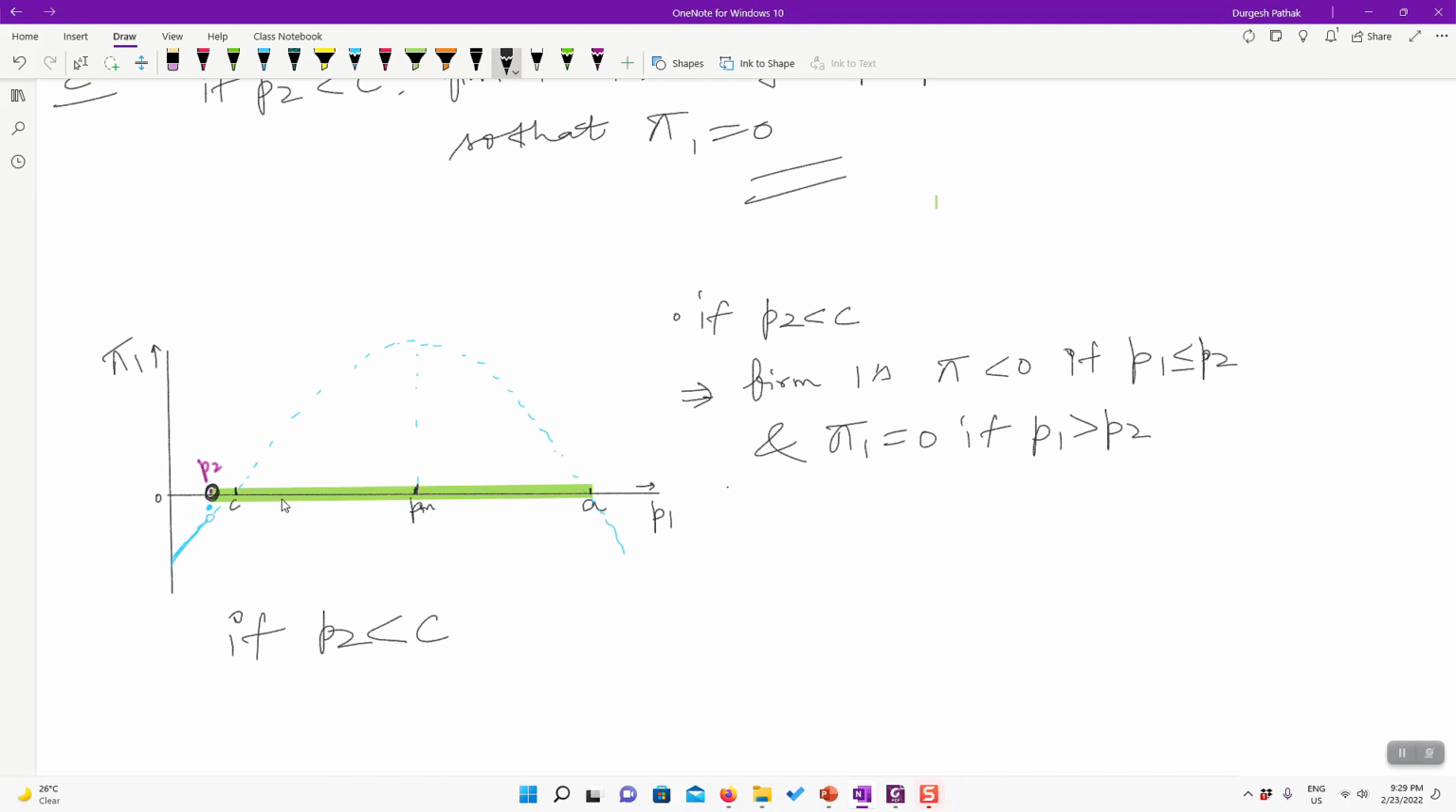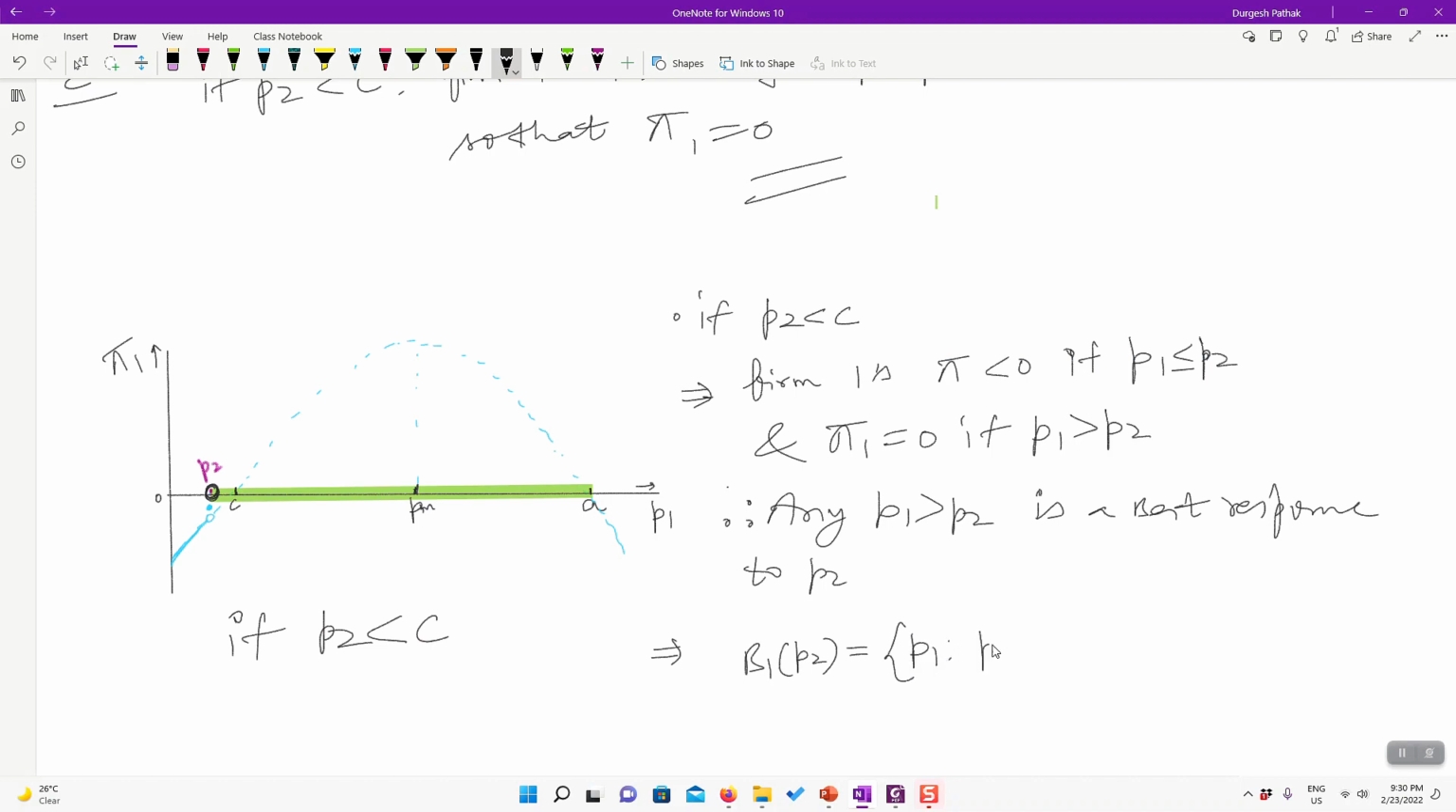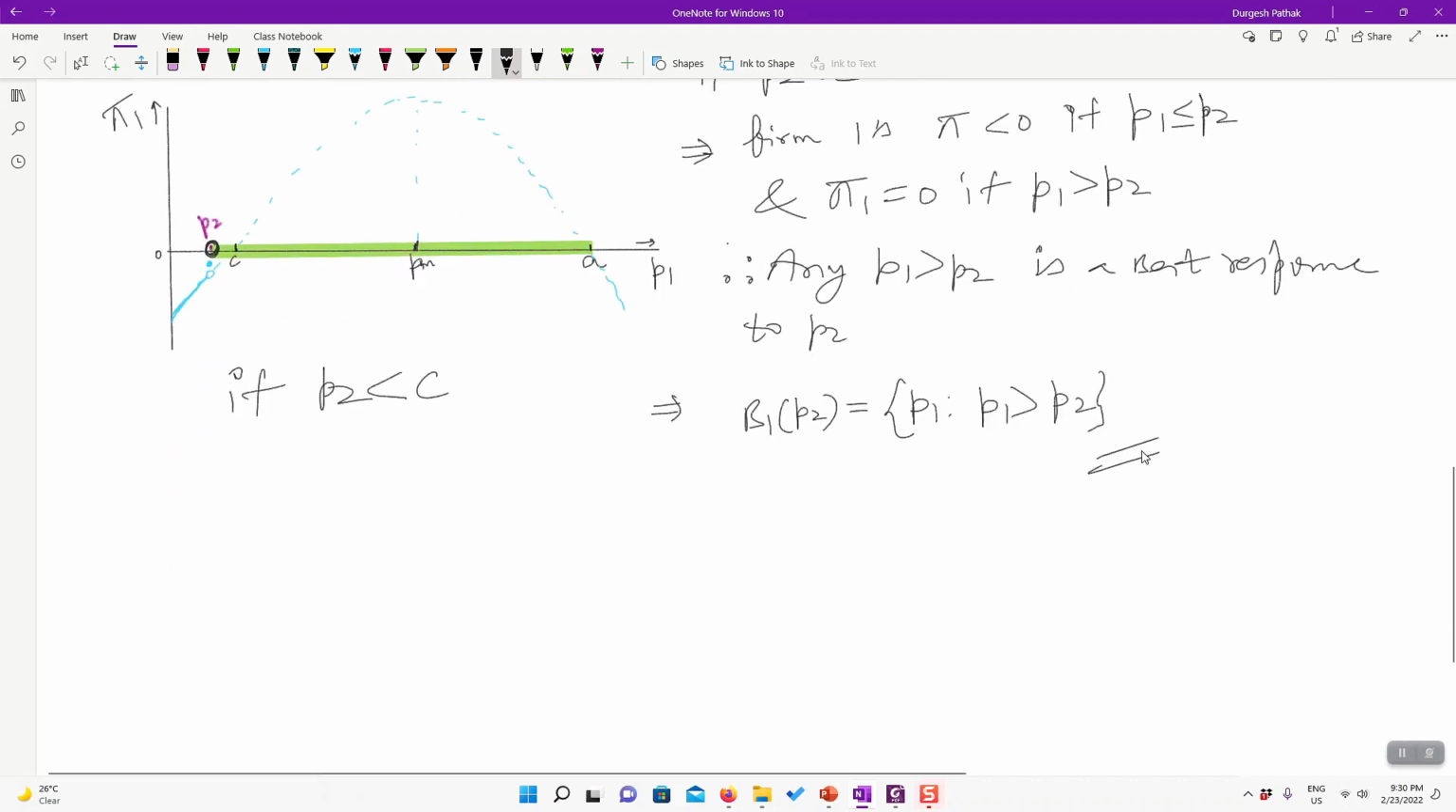So what does it tell? It tells that any P1 that is greater than P2 is a best response to P2, because I am earning 0 profit and that is the best I can do here. Any P1 greater than P2 is a best response to P2. So we denote it like this: best response of, let's not write i because I am using 1, PB, best response of Firm 1 for the price of Firm 2. This will be given as P1 such that P1 is strictly greater than P2.